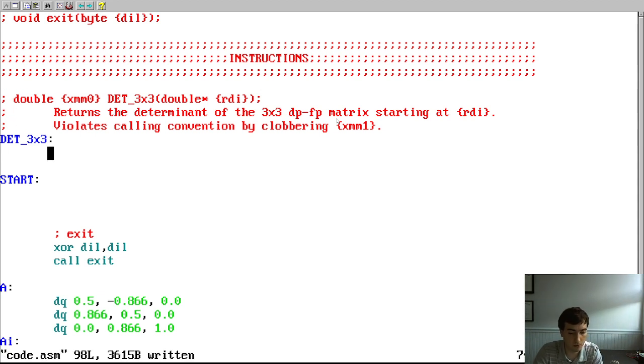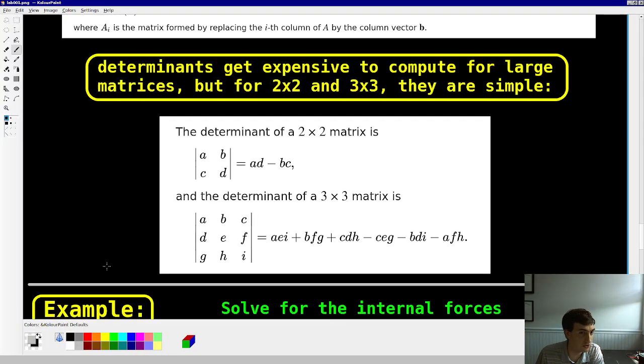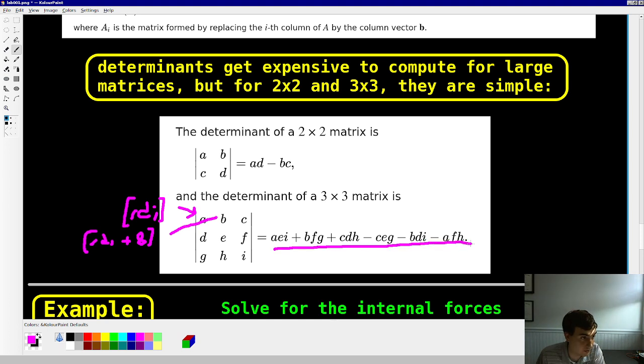So in this determinant function, we need to be able to basically just do the math that was described here. And so basically the way this works is the address RDI points to element A. So this is at address RDI. Element B is at RDI plus 8, and so on. So C would be 16 offset, D would be 24 offset, etc. And so we're going to just implement this using floating point arithmetic based off offsets into our array that is just known, because A is always going to be 0 offset, F's always going to be 40 offset, for example.